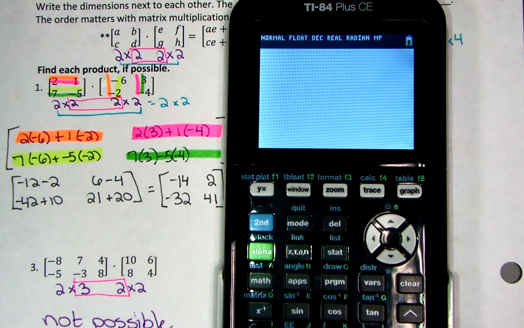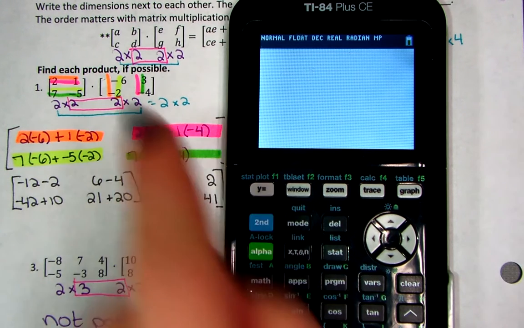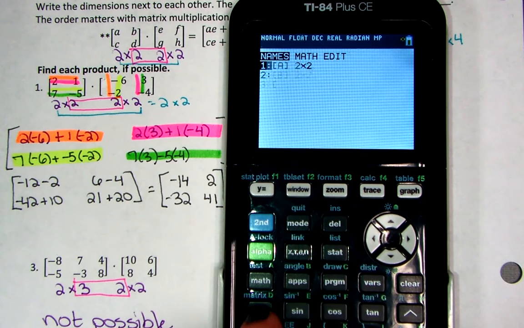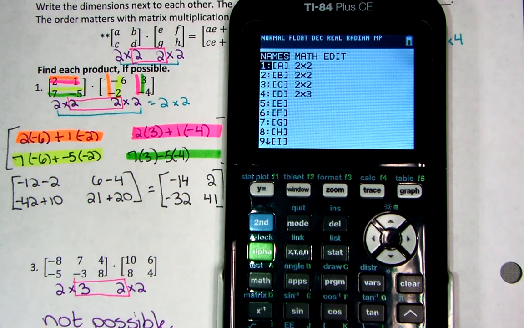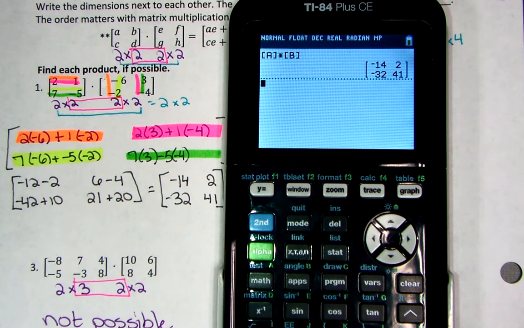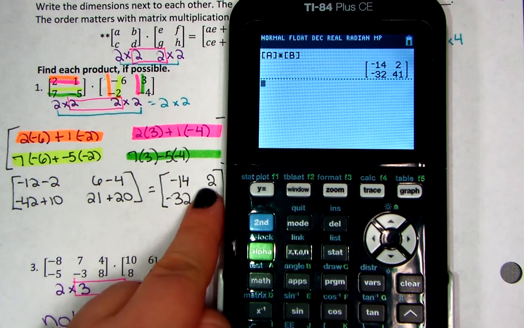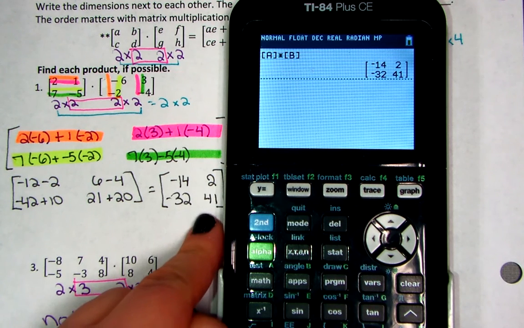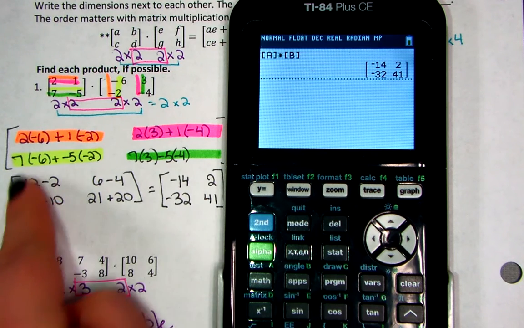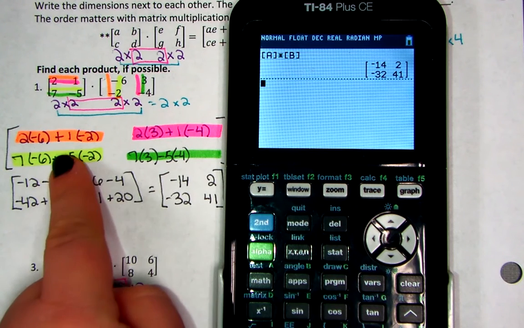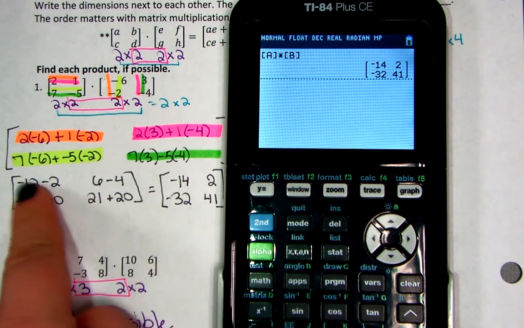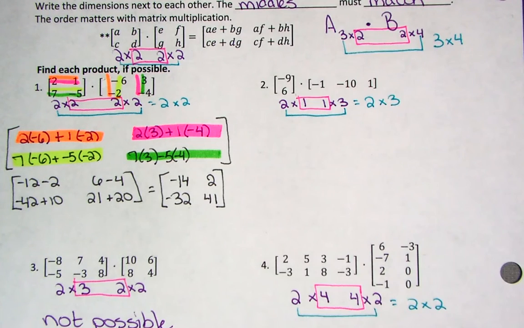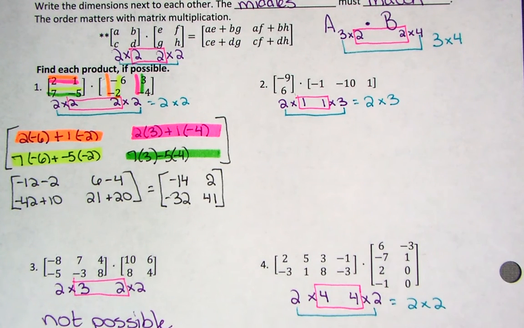Second, quit. Now it's time to take matrix A times matrix B. And we have negative 14, 2, negative 32, 41. And the work to back it up. This is where the majority of the standard is really rooted. The answer is nice, but the standard is asking about the process. Let's move on to the second one.